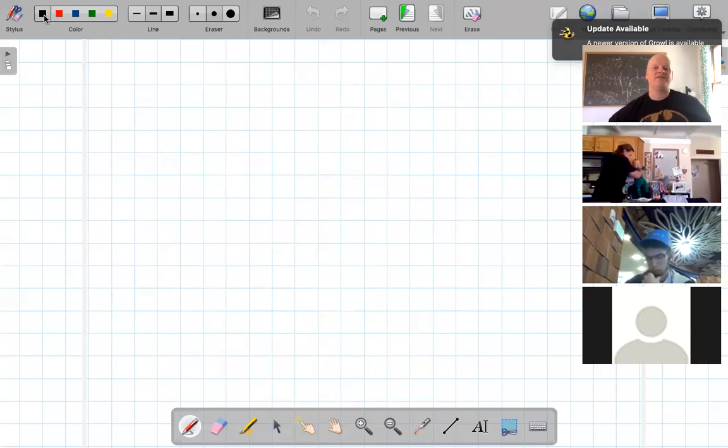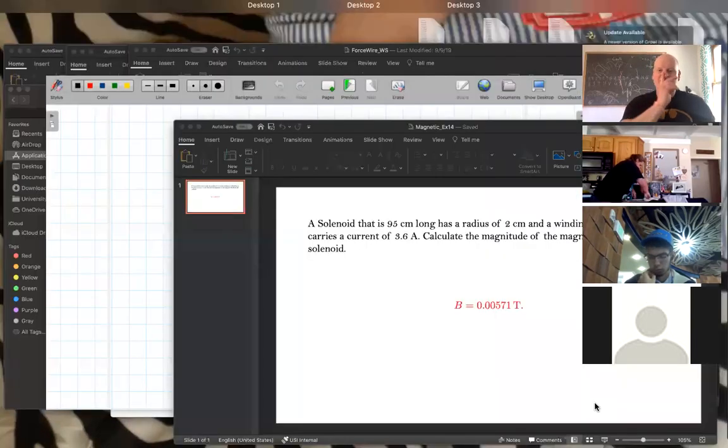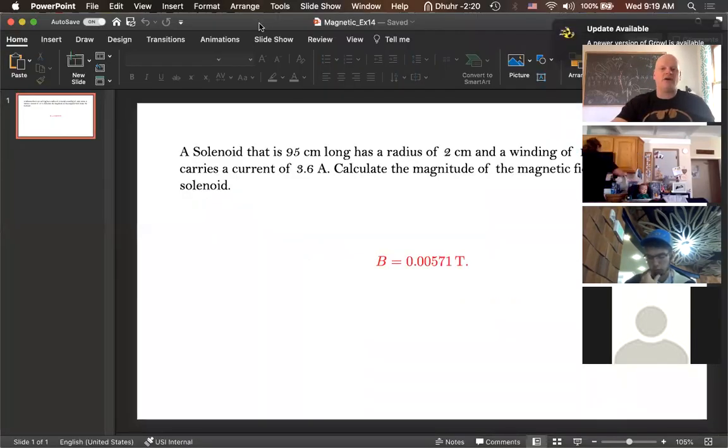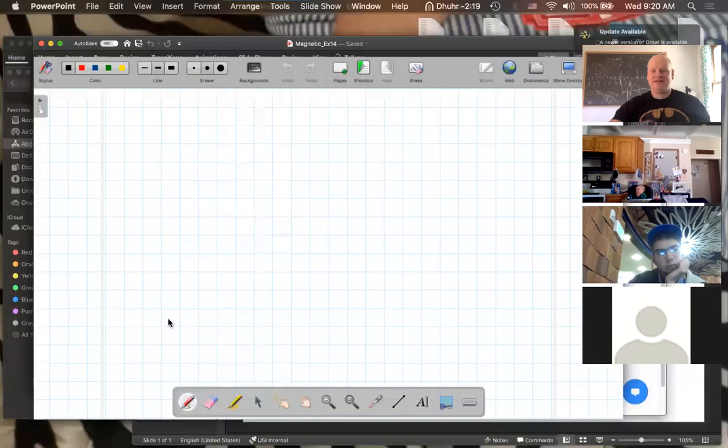So let's use this and do a quick example, a nice easy example. This says we have a solenoid that is 95 centimeters long and has a radius of 2 centimeters and a winding of 1,200 turns. So that's our N, capital N. It carries a current of 3.6 amps. And all it wants to know is to calculate the magnitude of the magnetic field inside of the solenoid. So this is a very simple question.